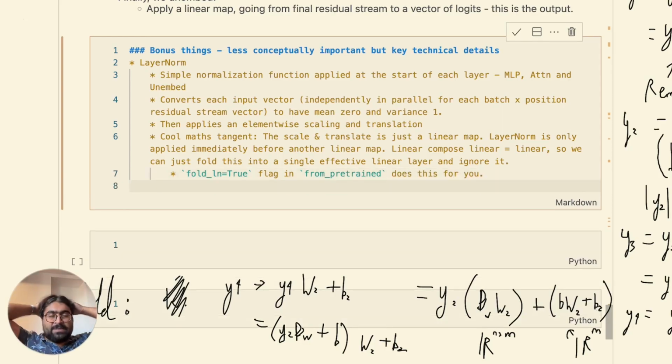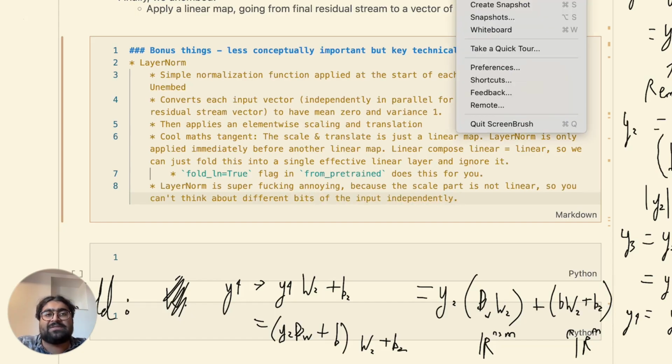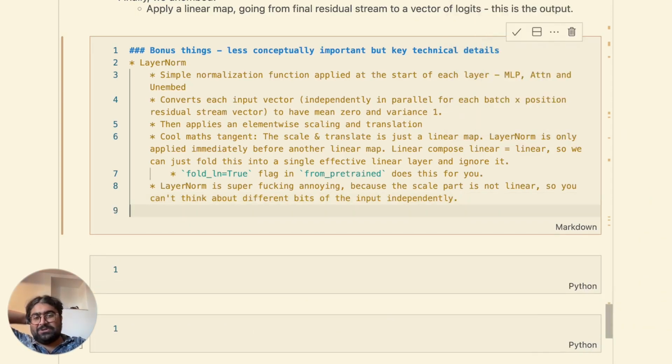A common mistake I see is people just don't do this, and then they try to use the weights from a layer, ignoring the LayerNorm weights, and try to think about, say, how the output of layer 1 composes with the input of layer 2. And this is just incorrect, because the input to the layer goes via the linear map of LayerNorm. Anyway, the final point is LayerNorm is super annoying because the scale part is not linear. So you can't think about different bits of the input independently, and I hate it. And this is a massive tangent on LayerNorm, you do not actually need to understand this, but it is useful to conceptually understand every bit of a transformer in order to get your head around it.